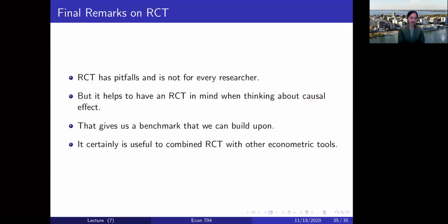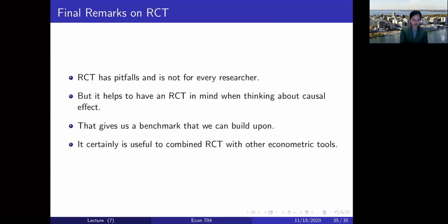Because the imaginary RCT in which the causal effect is defined gives us a benchmark that we can build upon. What does that mean? That means, say you are studying the causal effect of education on income. You can imagine an RCT where education is randomly assigned, and then you observe people's income. That benchmark imaginary RCT can give you a consistent estimator of the causal effect of education.